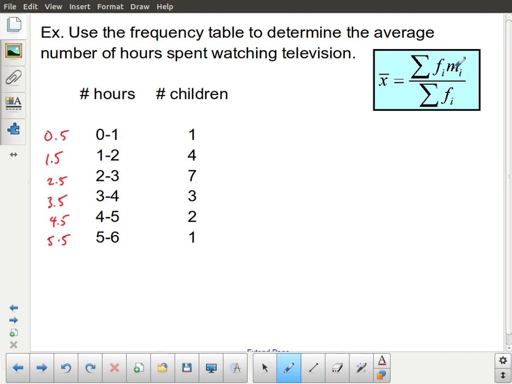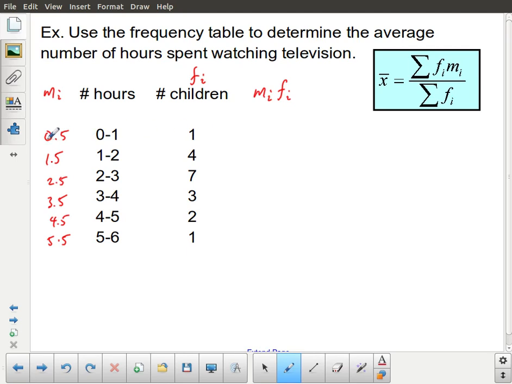Now M is the middle of each interval, so that's my MI. And FI, that's the number of children, so that goes there. If I want to, I could make another column, and sometimes it's a good idea to do this: MI times FI, or FI times MI. What that does is take the frequency and multiply it by the middle of the interval.